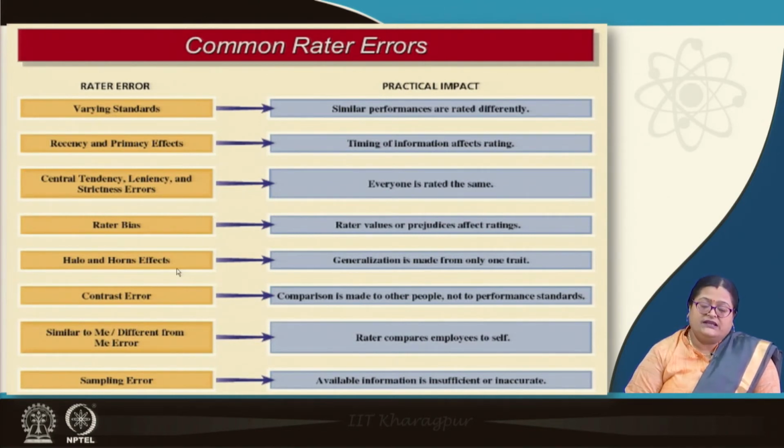Central tendency, leniency, and strictness errors are errors in which everybody is rated the same, because the rater may feel like, I don't want to be perceived as a bad employer or a bad manager by my employees, so it's better I give everybody an average ranking. So that leads to central tendency bias. Or some raters may be lenient in giving marks, so that leads to leniency error. Some people may be too strict in evaluating, that leads to strictness bias.